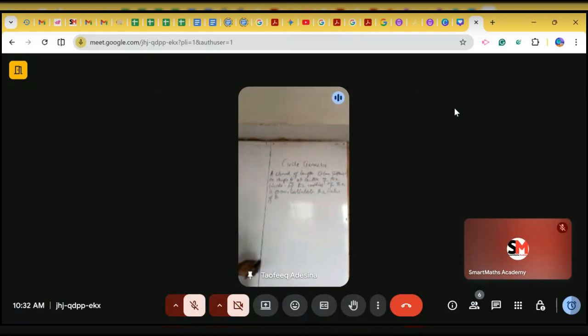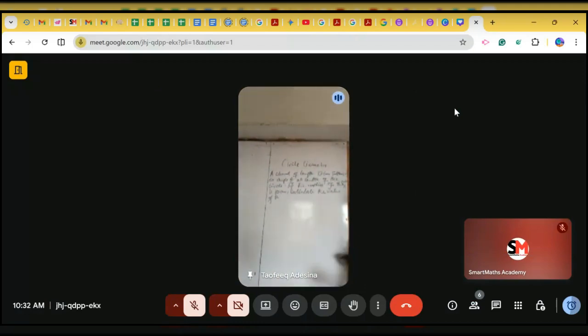Let me read it. An arc of length 12 centimeters subtends an angle theta at the center of the circle. If the radius of the circle is 10 centimeters, calculate the value of theta.